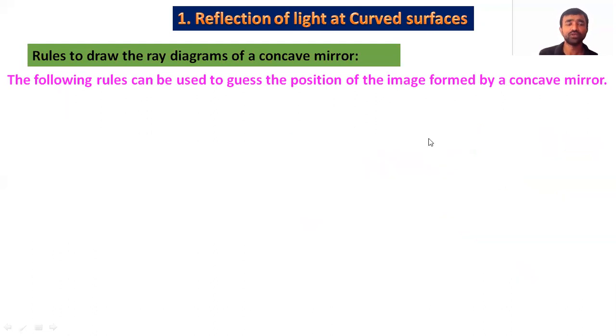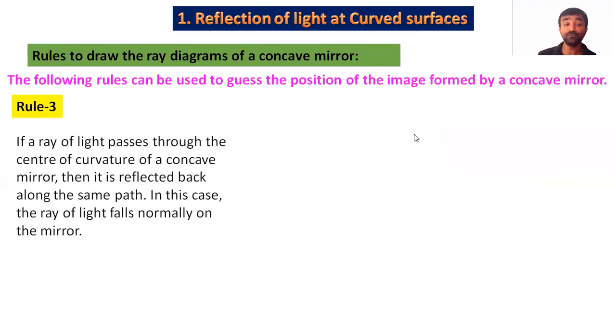Third rule. So what is that third rule? Two are completed. What are they? One is parallel to the principal axis, incident on the concave mirror. The second one is passing through the focus. Now I'm going for the third one. That is simply incident on the concave mirror along the normal. If a ray of light passes through the center of curvature or along the normal, this is the condition. Then what happens? That we have to verify with the diagram.